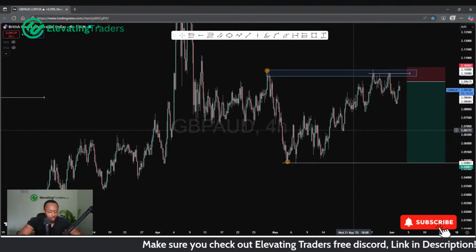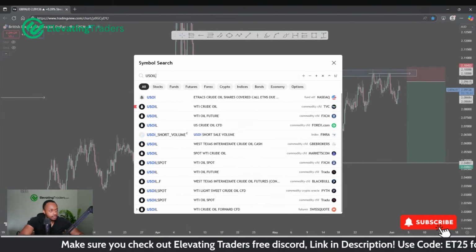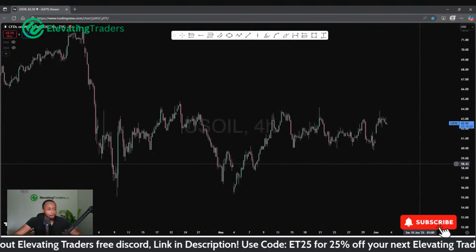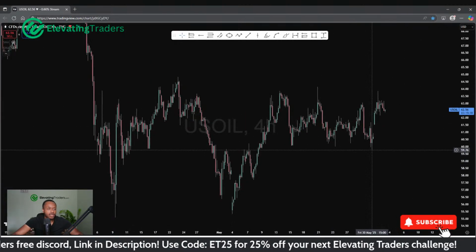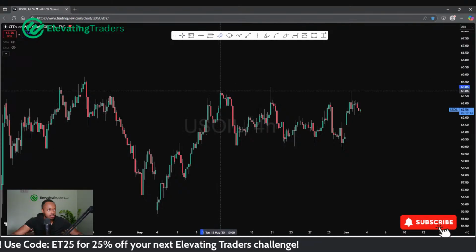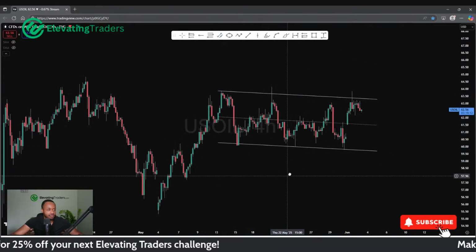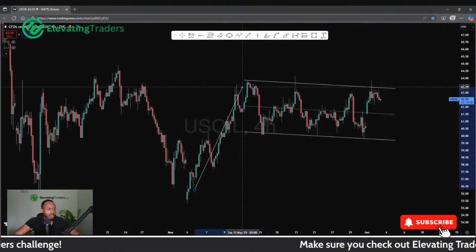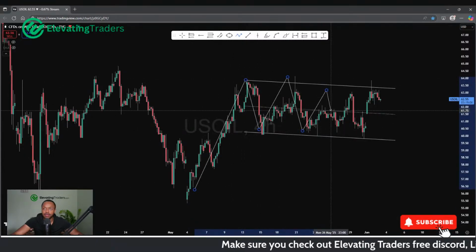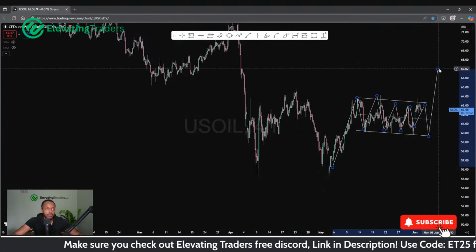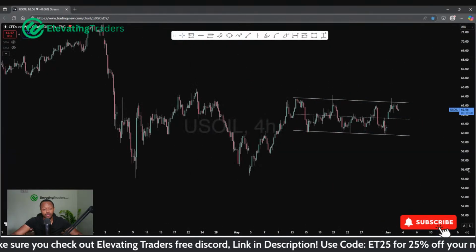Let's have a look at oil. Okay, so it looks like momentum failed yesterday. I was expecting price to break to the upside because the plan was, okay, we've got this impulse, this is our correction, and now I'm expecting price to break to the upside. That's still my thinking with oil.